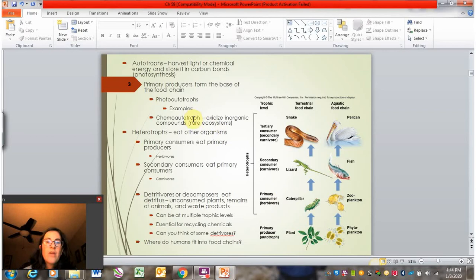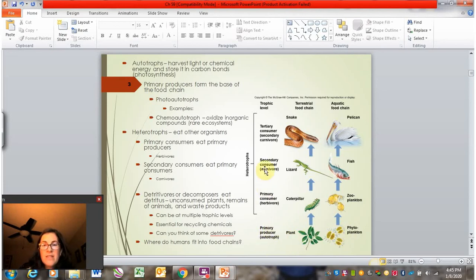You do have some bacteria that can use things other than light. These are called chemoautotrophs, and these are very rare, found in lightless, bottom-of-the-ocean type ecosystems. The autotrophs are also referred to as primary producers in the context of a food chain. So we see here the phytoplankton and the plants are the primary producers.